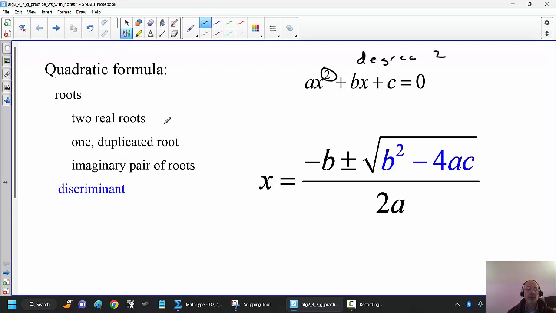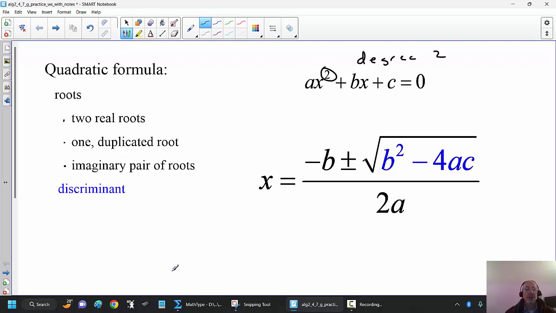Two solutions. You're going to either have two real roots that are different, or you're going to have one real root that's duplicated, or we're going to learn today about imaginary pairs of roots. That's where the equation does not cross the x-axis. This part of the equation inside here that I wrote in blue, that's called the discriminant. That allows you to discriminate to figure out whether we're going to have this situation, that situation, or this situation.